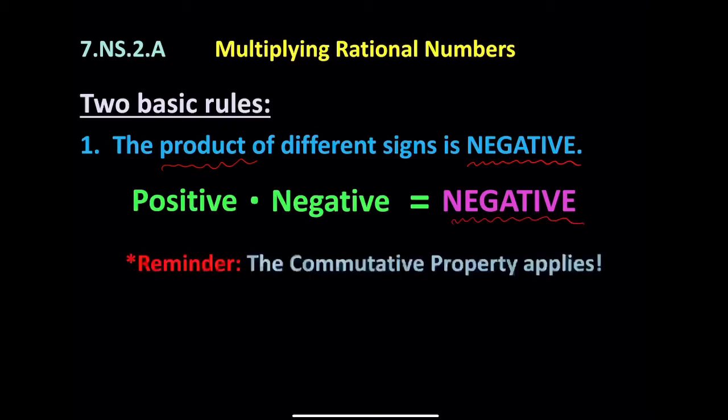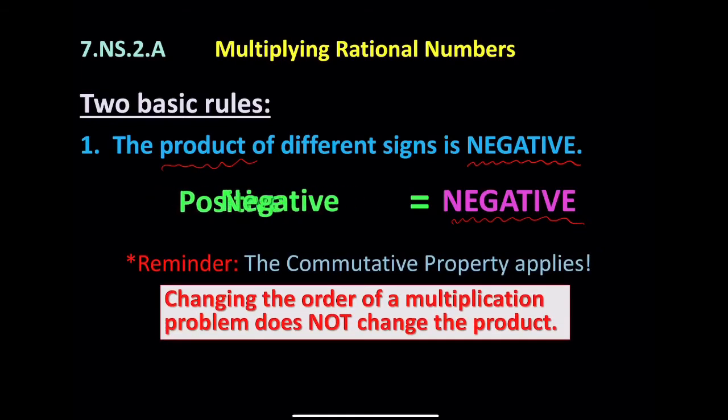Now, there's a little reminder here. The commutative property also applies to this. The commutative property just states that changing the order of a multiplication problem does not change the product. It does not change it one bit. So whether it's a positive times a negative or, like this, a negative times a positive, it's going to be negative. It doesn't matter. So it's totally commutative. And that's how multiplication works anyway.